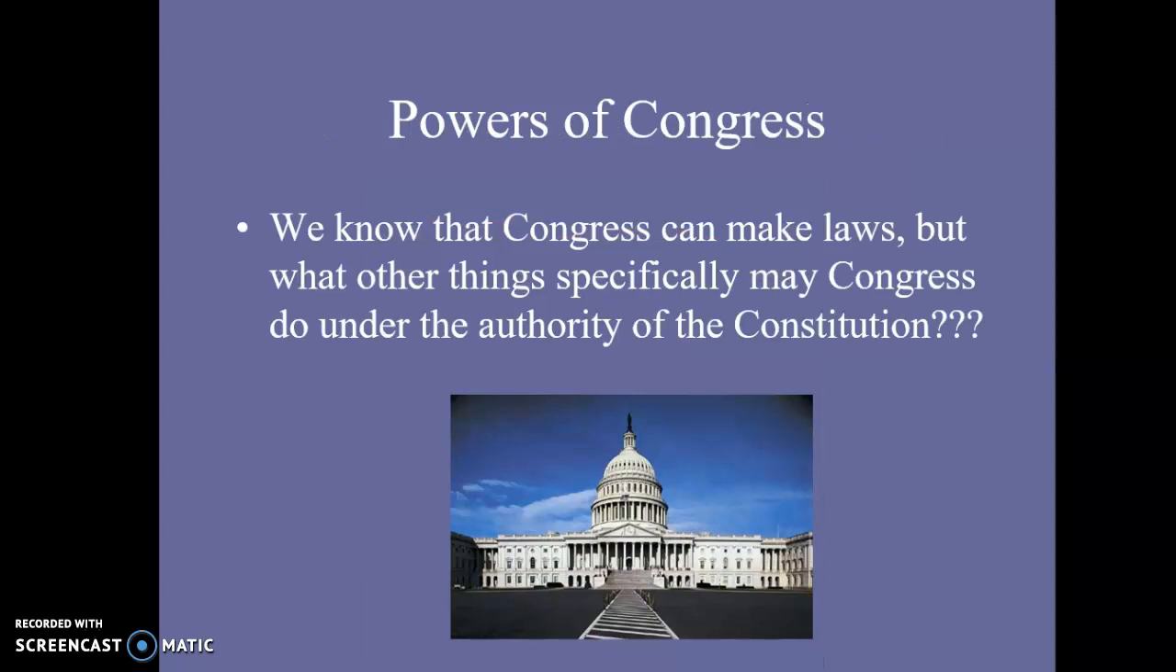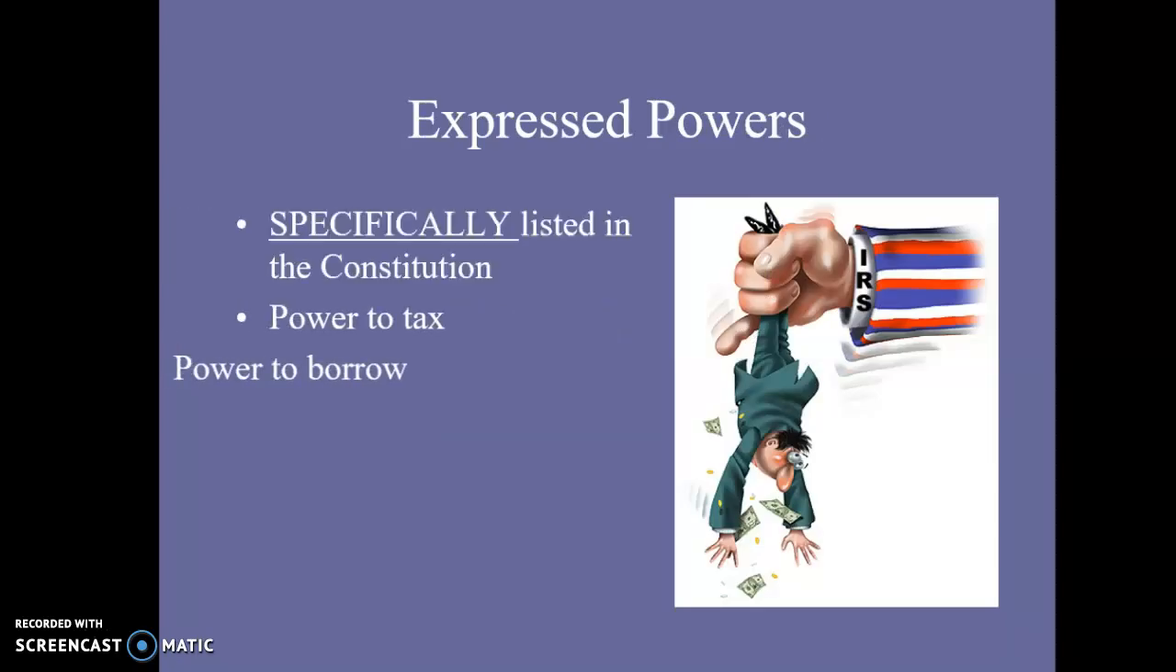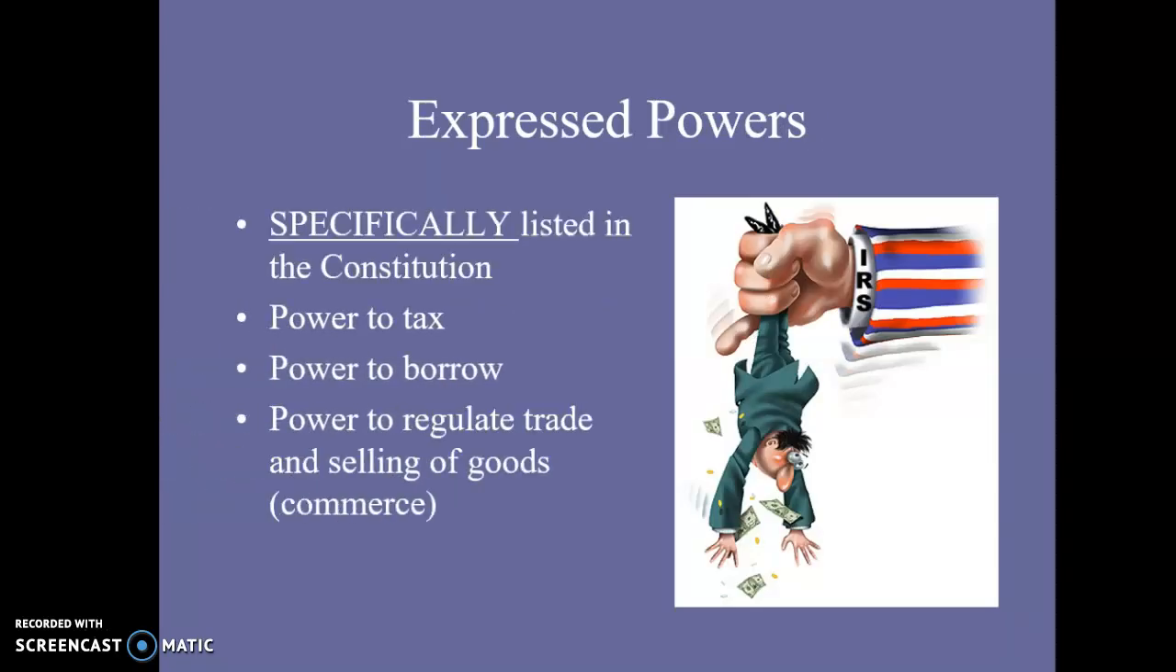So thinking about powers of Congress, we know that Congress can make law, but there are also other things that Congress can do under the Constitution. Congress has express powers, and these include the powers to tax, the powers to borrow, the powers to regulate trade and commerce, and also the power to print and make coins, which is what we call coinage powers.